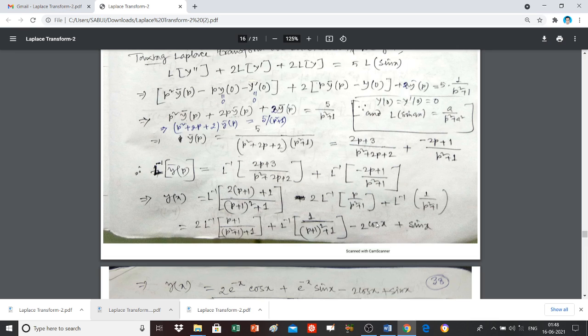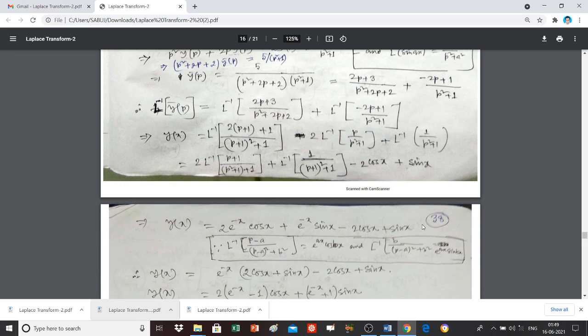You know that L inverse p by (p square + 1) is nothing but cos x, and L inverse 1 by (p square + 1) is nothing but sin x. So from here minus 2 cos x, and from here sin x. After that, y(x) is equal to, from this term, you know that L inverse p by (p square + 1) is cos x. But in this case, p is replaced by p + 1. So in that case, another term, e to the minus x, will be there.